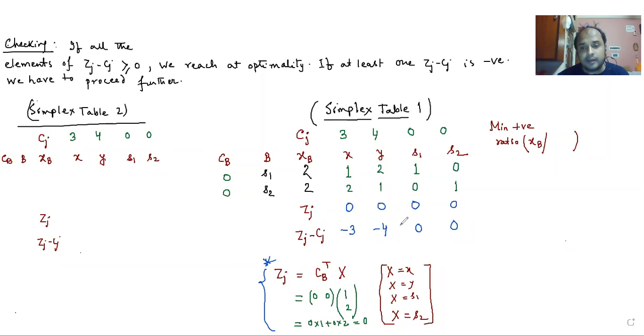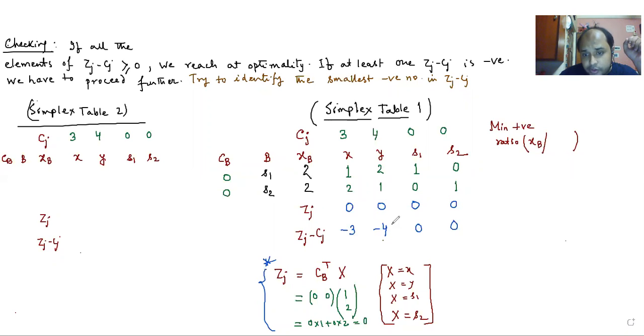What are we going to do? First of all, if this happens, what we need to do is to try to identify the smallest negative number in Zj minus Cj. So what is the smallest negative number in the Zj minus Cj? Which one is the smallest, minus 4 or minus 3? If you think of the number line, minus 4 is smaller than minus 3. Minus 3 comes on the right hand side of minus 4. So this is the smallest.